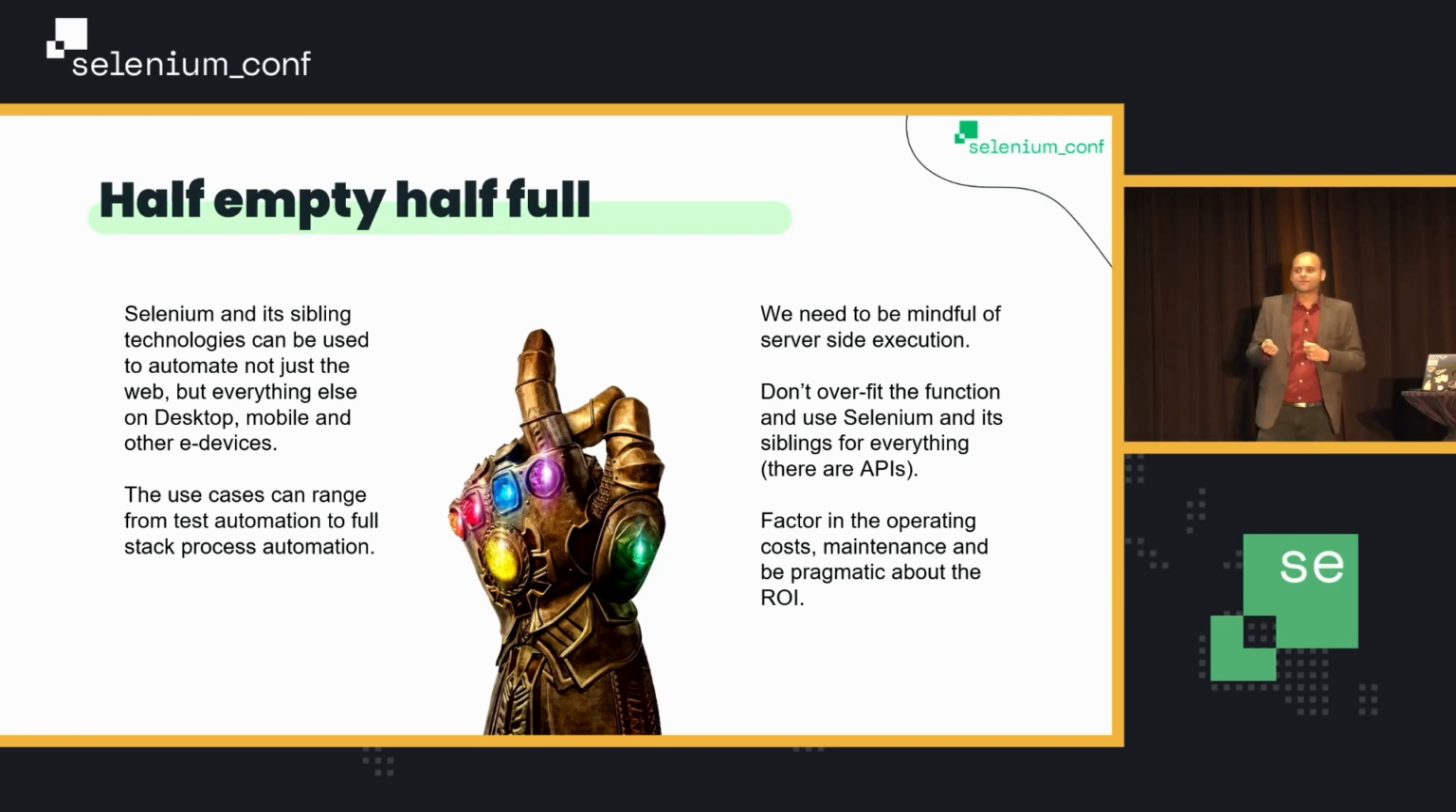But at the same time, we need to be mindful of server-side execution. Things can get really flaky when you run this as part of a Jenkins CI/CD job on a machine somewhere out in the remote world. We don't need to overfit the function, so we don't need to use Selenium for everything. Interestingly, I didn't realize until pretty late in my career that we have APIs for a lot of things. So we could use APIs to do some of this. And then please factor in the operating cost. What is the cost of maintenance, and does it actually justify the ROI?